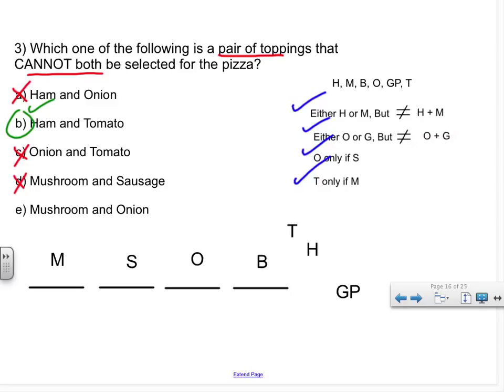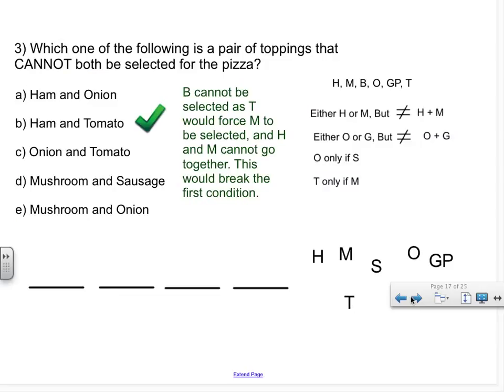And let's try mushroom and onion. So I'll put onion in the place of sausage. And I know if O appears, S needs to appear. And I believe this will work. Either H or M, we've got M. Either O or G, we've got O. O only if S. And T only if M. We don't have T, so we know that E is a possible selection for pizza, so we can eliminate it, and B is our correct response. B cannot be selected as T would force M to be selected, and H and M cannot go together. This would break the first condition.